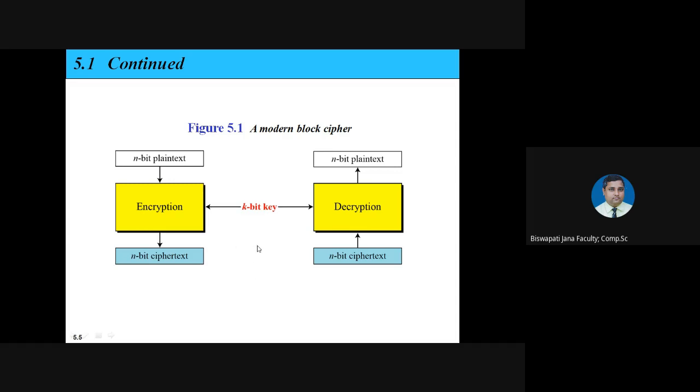1024. 2 to the power 10 means 1024. Now consider 2 to the power of 128. How many keys are there? Millions or trillions of keys. From these keys, you consider only one key to encrypt and decrypt the message.